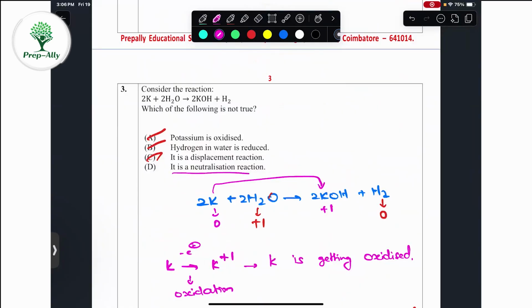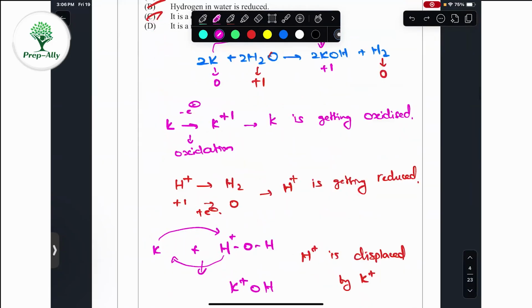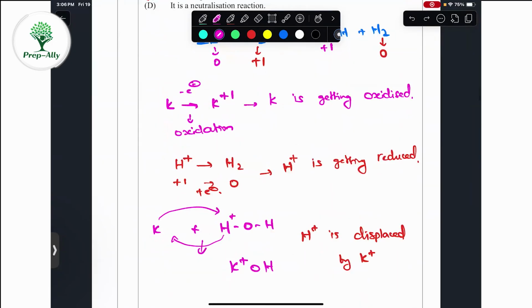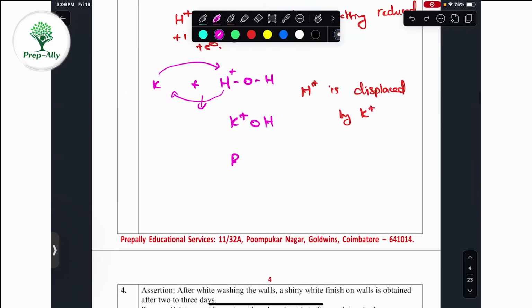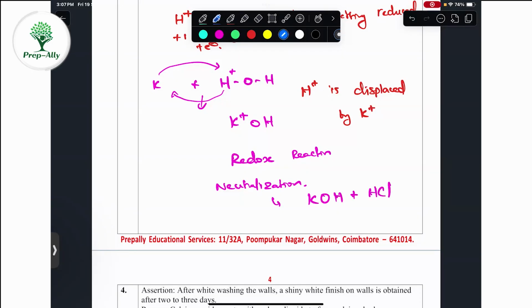And it is not a neutralization reaction because what is happening here? Oxidation and reduction. It is going to be a redox reaction. A neutralization reaction does not involve any oxidation or reduction. Let's say I have KOH, which is a base, and I have an acid. Let's see their charges.